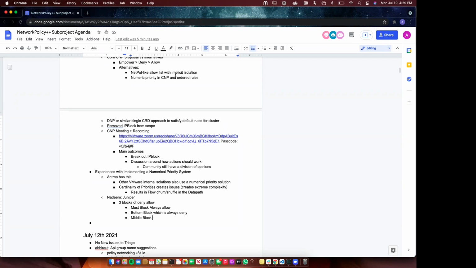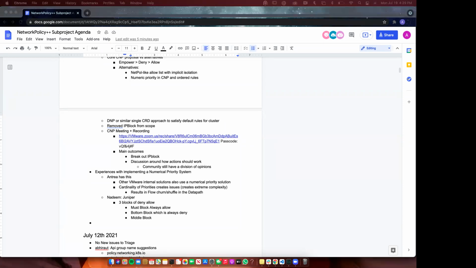So he still has to have some logic saying, okay, either denies are always a higher priority than allows, or allows are always higher priority than denies. So within the admin's control, Empower is simply punting to the namespace developer, which is fine.